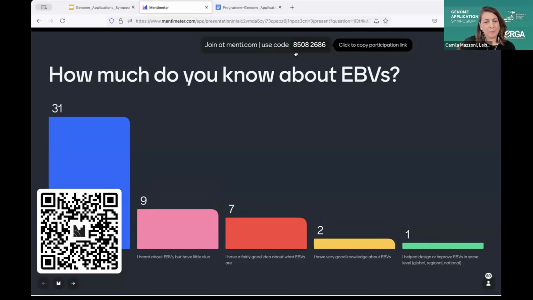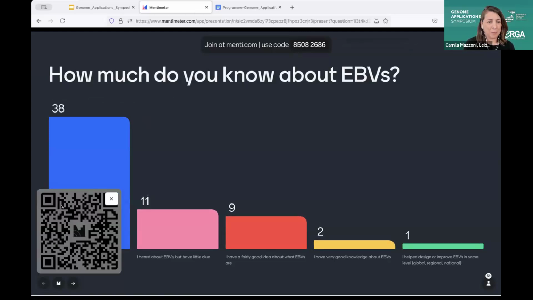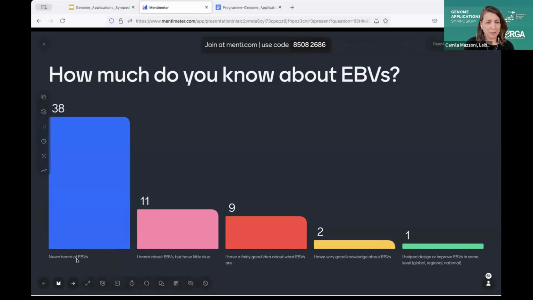Yeah, so I think the trend that we have is probably not going to change. The great majority hasn't heard, or maybe heard, but have little clue about what they are. And we're going to mention these EBVs now because this is going to be very important in policy in the coming years. And we, as biodiversity researchers of any kind, should know about them and think about them. Can we do something? Can we participate? So this one is the never heard of EBVs, and as you see, is the great majority.